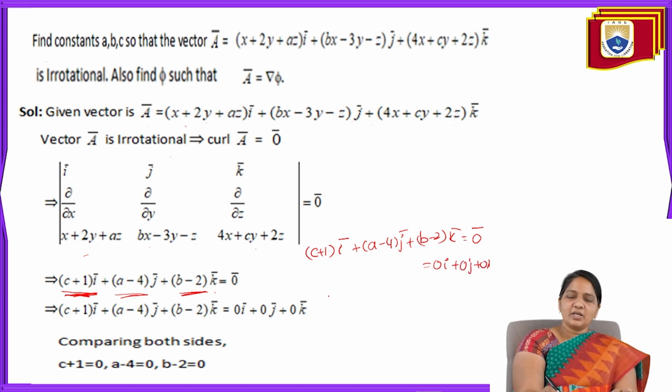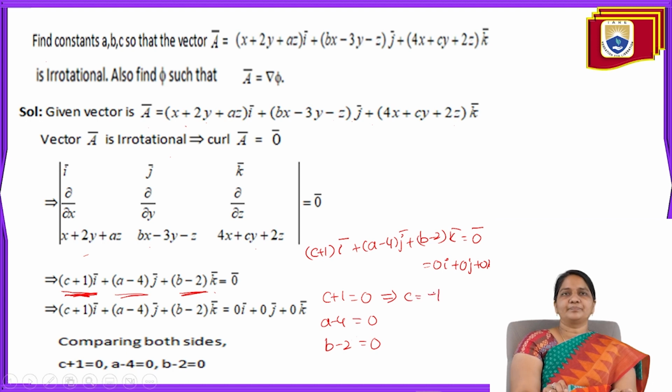Now I can equate c plus 1 equal to 0, a minus 4 equal to 0 and b minus 2 equal to 0. So from this, c plus 1 equal to 0 means c equal to minus 1. Next, here a minus 4 equal to 0 means a equal to 4. b minus 2 equal to 0 means b equal to 2.